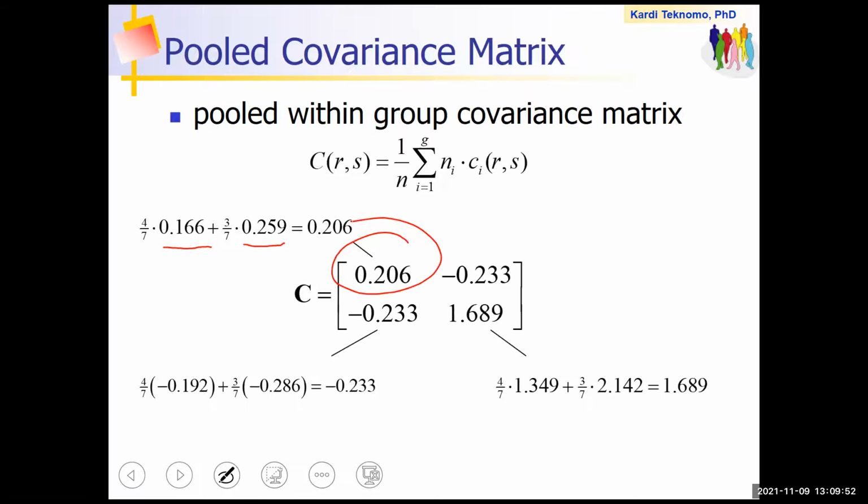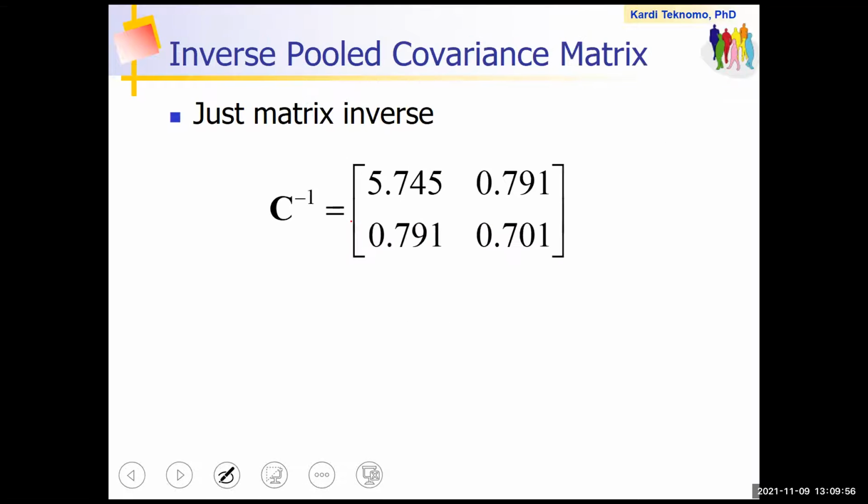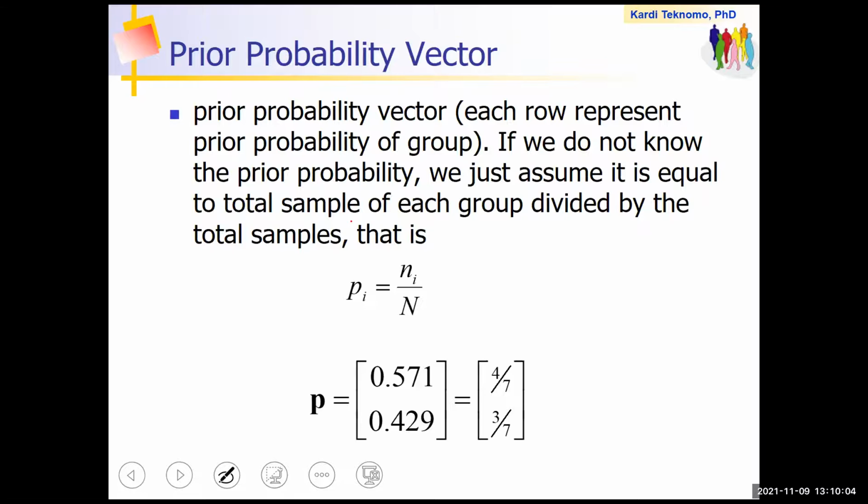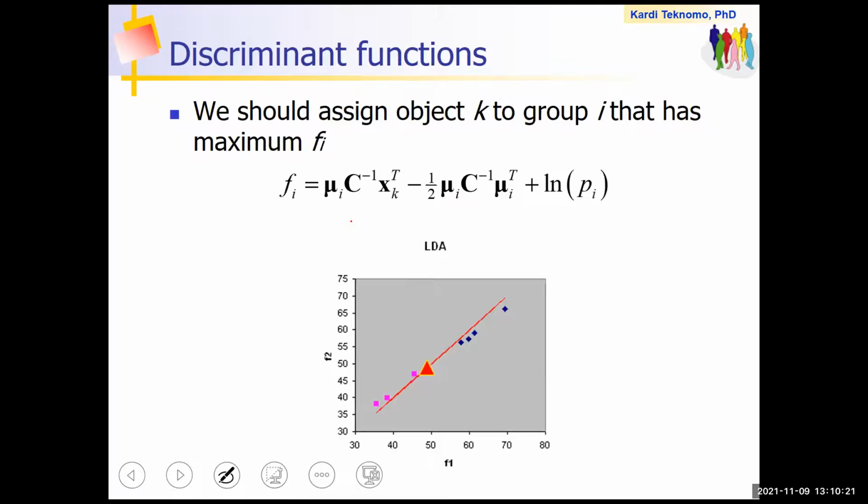Of course, once you have the pooled covariance matrix, you need to take the inverse. Just the inverse matrix; you can do it in Excel. And then you calculate the prior probability. What is the prior probability? It is based on the number of data: 4 over 7 and 3 over 7. Up to here finished, then you calculate the score.